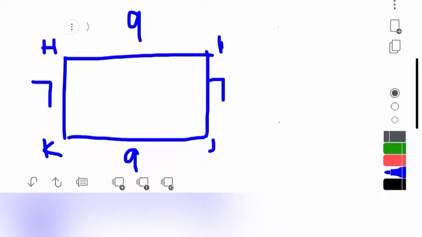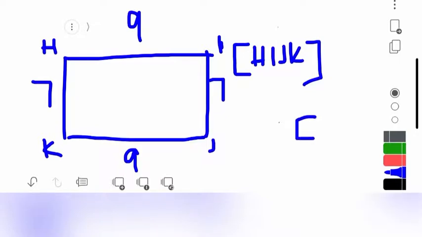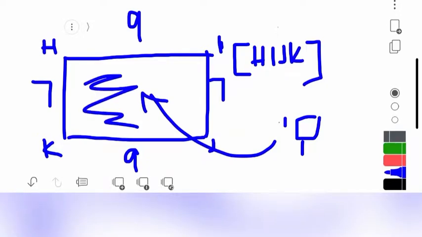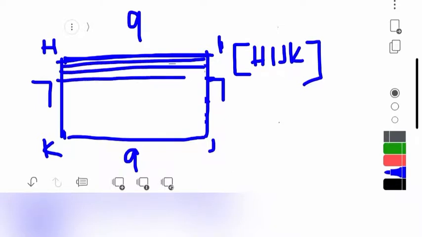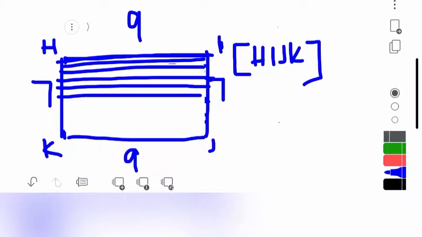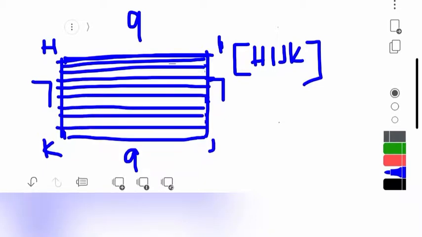Here is the example we used from earlier to find perimeter, and we're going to use this to find the area. So the area of HIJK is equivalent to how many 1 by 1s we can fit into the shape. Okay, so there's 9 squares going this way. Gives us 1, 2, 3, 4, 5, 6, 7, 8, and 9. And then 7 going this way, so 1, 2, 3, 4, 5, 6, 7.